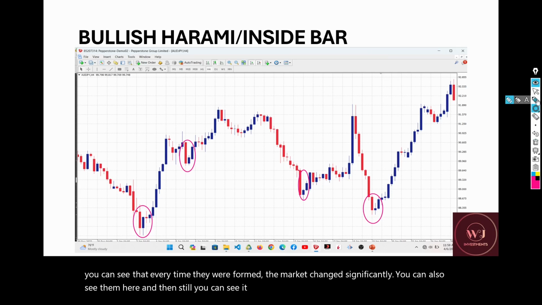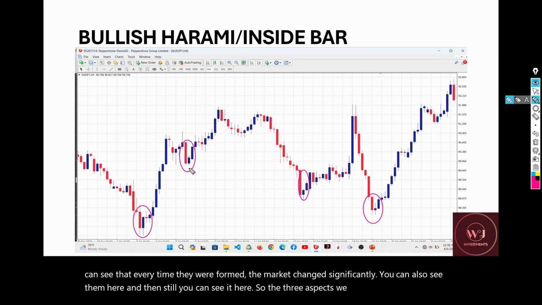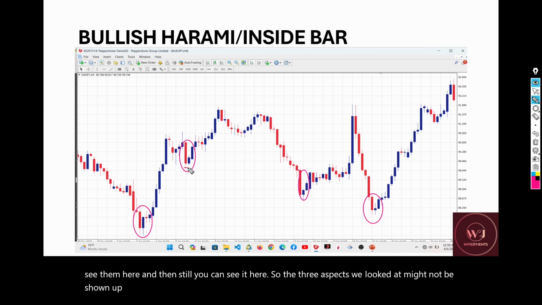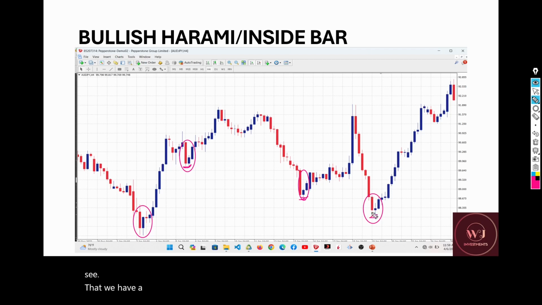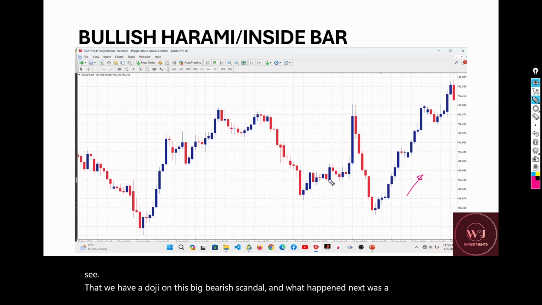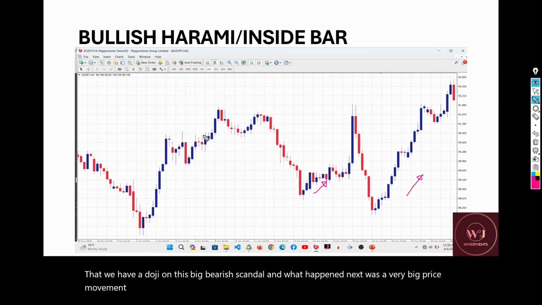So the three aspects we looked at might not show up clearly, but when you look right here, we have this aspect whereby they share the same low, and then here they still share the same low. And then when you look here, you can see that we have a doji on this big bearish candle. And what happened next was a very big price movement into an uptrend in all cases. You can also see it.